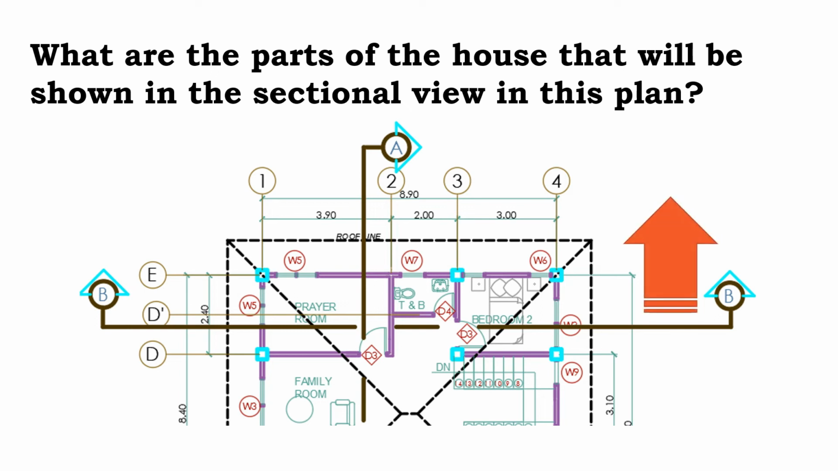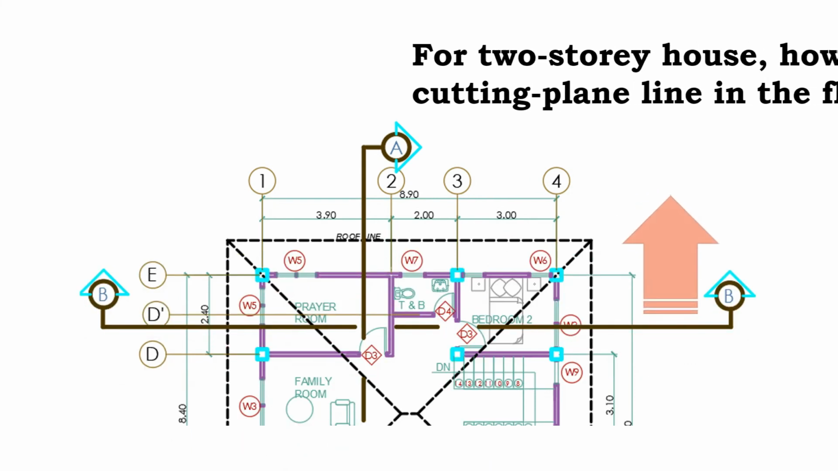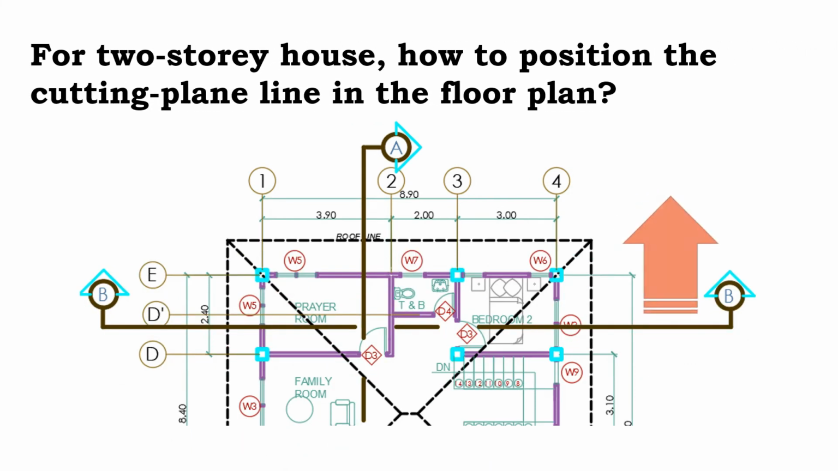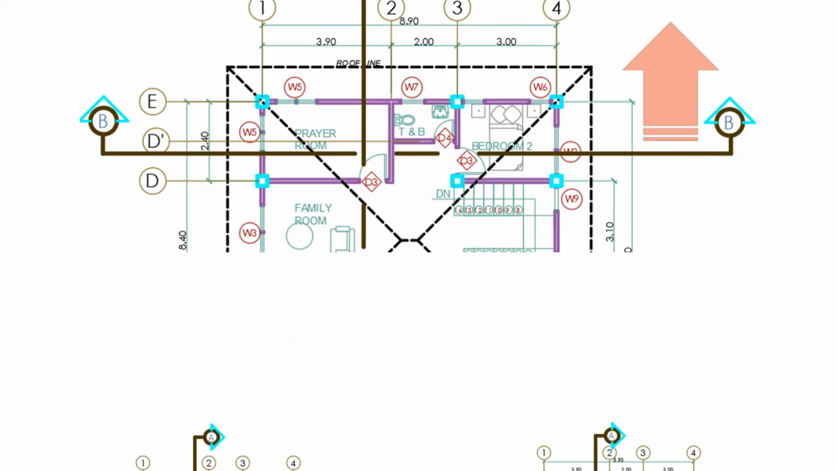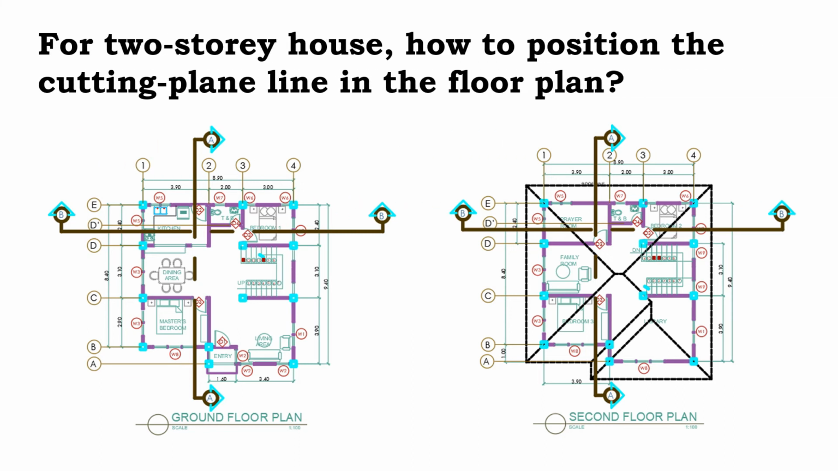If it is a two-story house, it will be applicable from the foundation to the apex or the uppermost part of the house. Furthermore, let us bear in mind that, based on the samples, the placement of the cutting plane line is identical or in the same position in the ground floor and second floor.